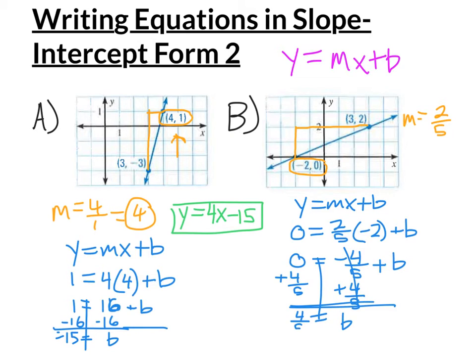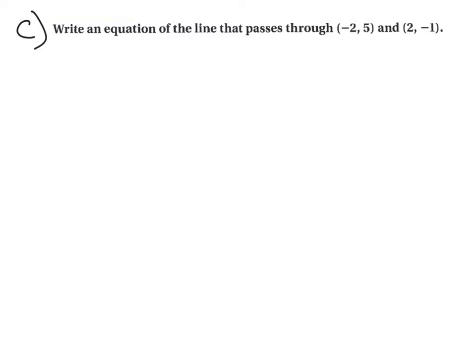That's easy addition. So my equation is y equals 2 over 5x plus 4 over 5. And 4 over 5, if we were to write that as a decimal, is 0.8. So we're actually sort of close when we were looking at it earlier, but now we know for sure.